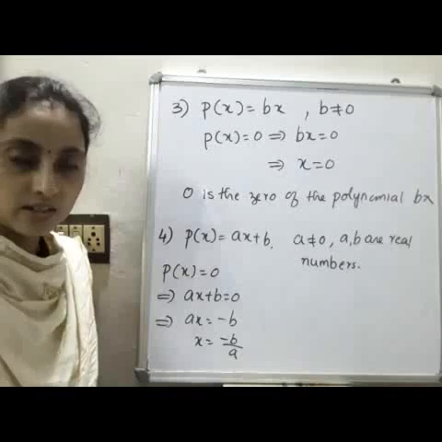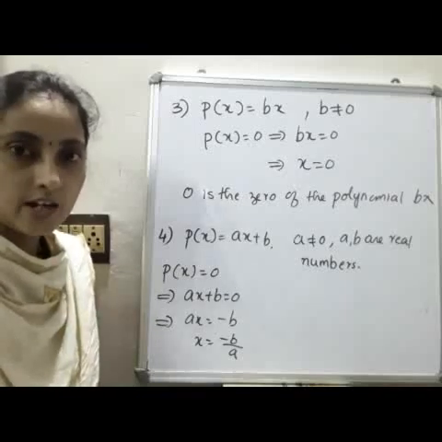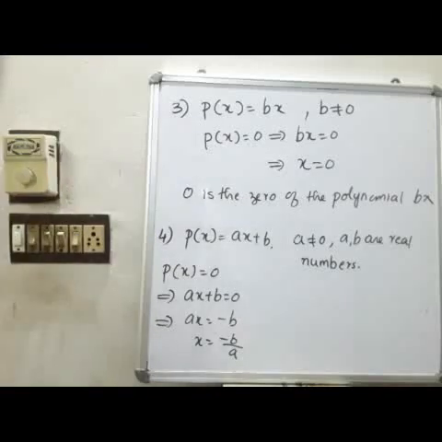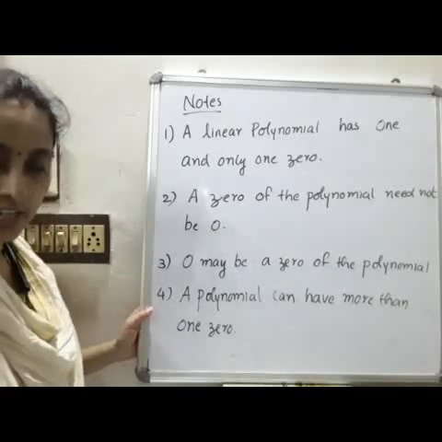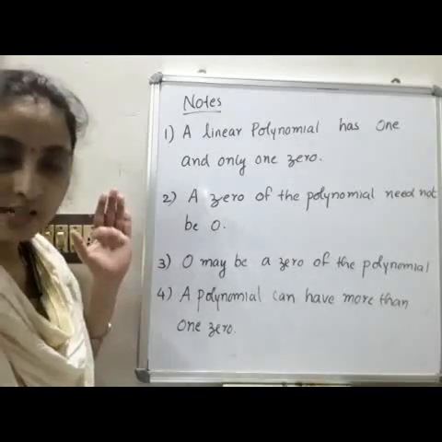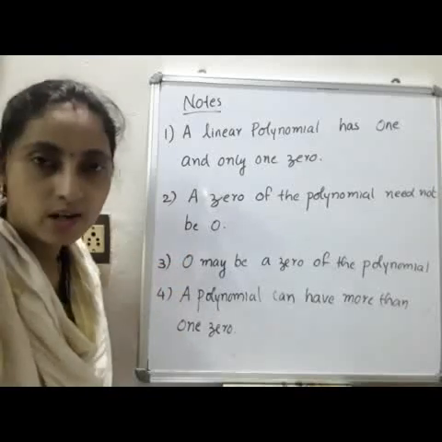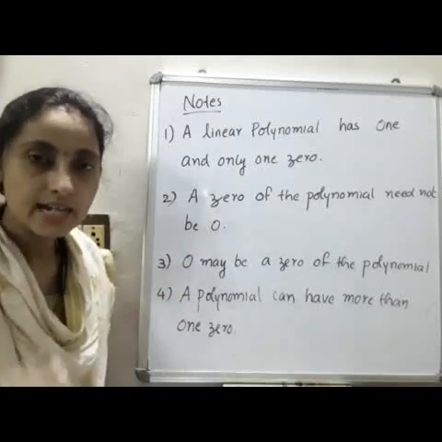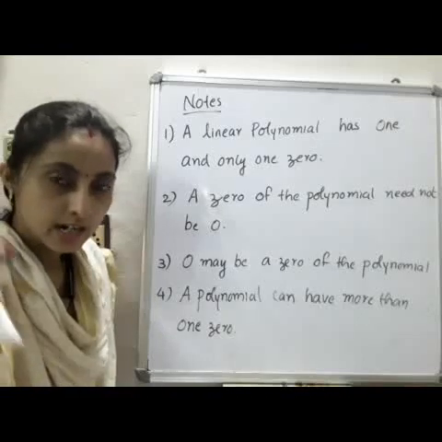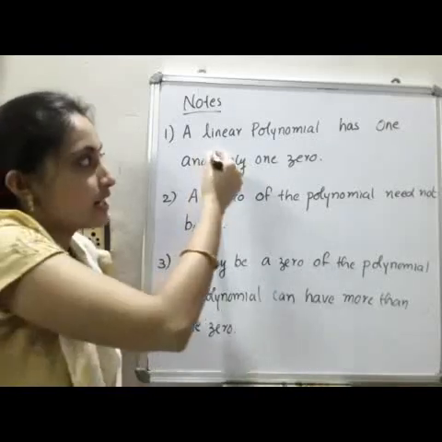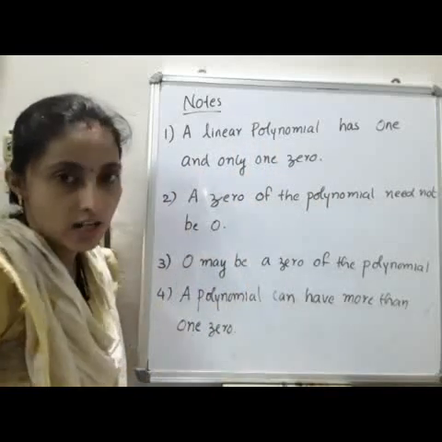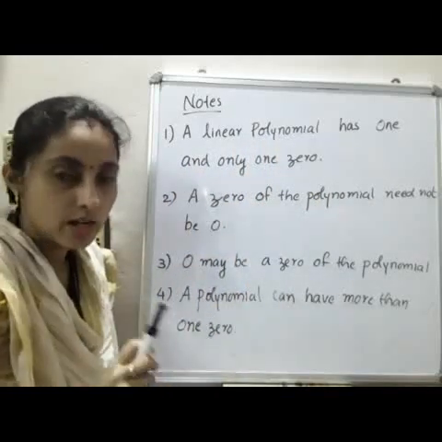So please write down the subheading, notes. Yes, the first note is: a linear polynomial has one and only one zero. That you already got. What is a linear polynomial? A polynomial of degree 1 is called a linear polynomial. Degree 1 means how many zeros? One zero. I already said. So the linear polynomial has one and only one zero.